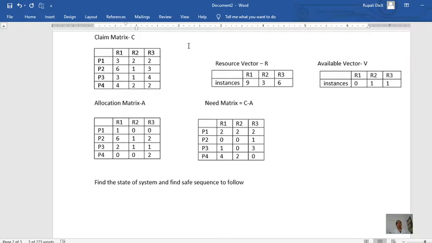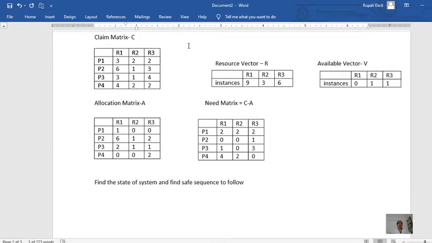According to the banker's algorithm, 5 types of different matrices are tracked. Here the first matrix is the claim matrix. The claim matrix is nothing but the claims made by the processes in order to execute completely. These are the maximum requirements of resources needed to complete the execution of any process.